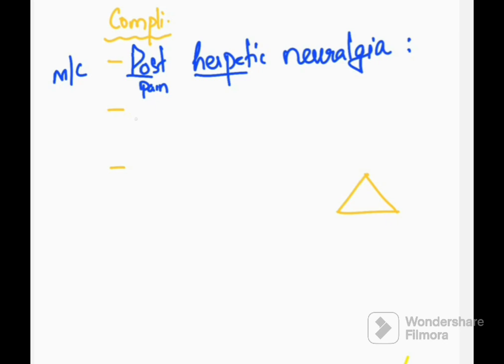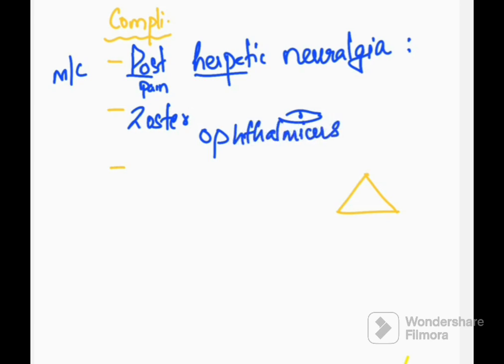The other complication is that the eyes can be affected. That condition is called zoster ophthalmicus. We will learn more about this when we take the ophthalmology class. Just remember that in shingles, the eyes can also be affected, and that is called zoster ophthalmicus. The third complication, and something very important that you have to know, is called Ramsay-Hunt syndrome.